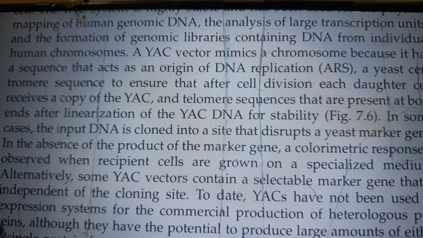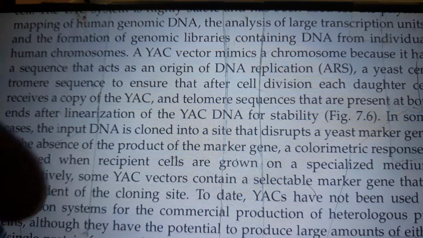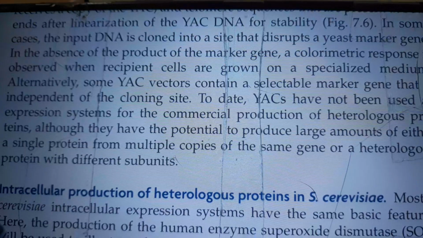In some cases, the input DNA is cloned into a site that disrupts a yeast marker gene. In the absence of the product of the marker gene, a colorimetric response is observed when recipient cells are grown on a specialized medium. Alternatively, some YAC vectors contain a selectable marker gene that is independent of the cloning site.